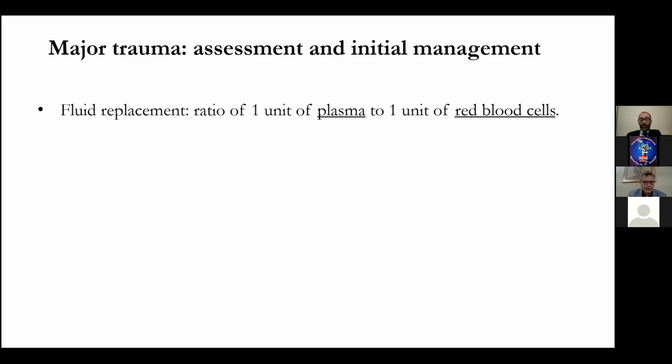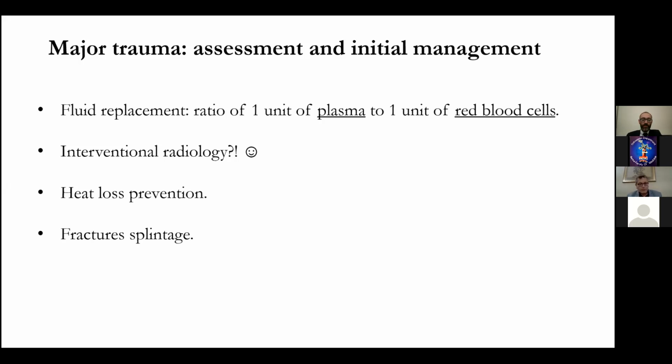Fluid replacement: it's 1 unit of plasma to 1 unit of blood. It's a bit different between the protocols, but this is what we have here in the UK. Interventional radiology in specific situations. Heat loss prevention: it's very important to keep the patient warm. Hypothermia is one of the lethal things to the patient in the ER. So heat loss prevention is a very critical thing.